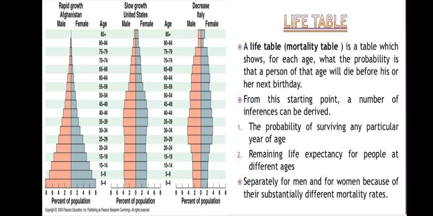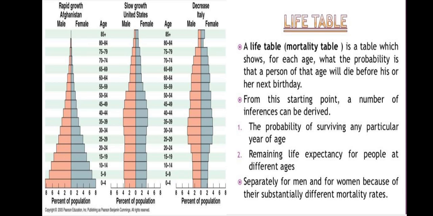Then we see the life table of this age ratio and sex ratio. A life table is also known as a mortality table. It is a table showing, for each age, the probability that a person of that age will die before his or her next birthday. From this starting point a number of inferences can be derived: the probability of surviving any particular year of age, and the remaining life expectancy for people at different ages, separately for men and women because of the different mortality rates.